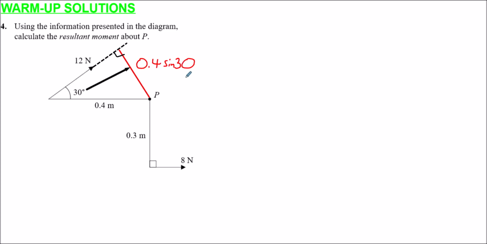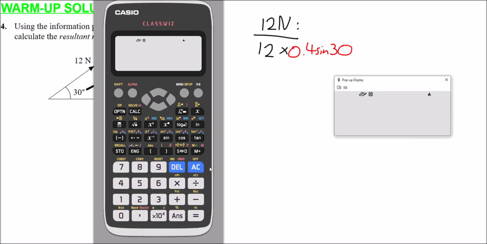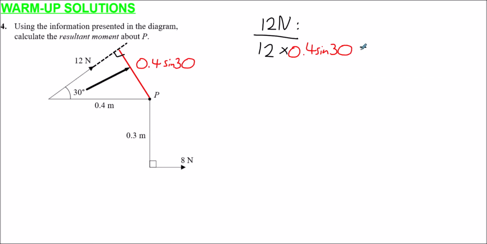So next, what we can do is work out the size of the moment from this 12 Newton force. Now this is acting in a clockwise direction. So for the 12 Newton force, the moment from this one is the magnitude of the force, so 12, multiplied by the distance of the line of action from P, which is 0.4 sine 30. So if we calculate this next, 12 multiplied by 0.4 sine 30 gives us 2.4 Newton meters in a clockwise direction.